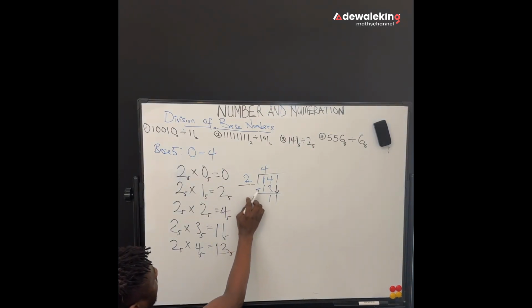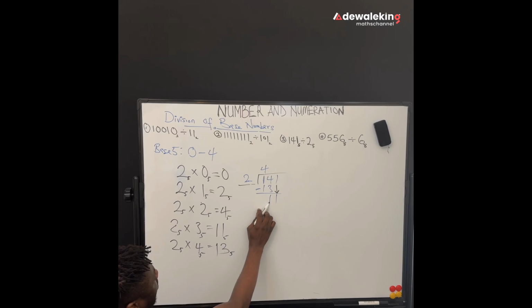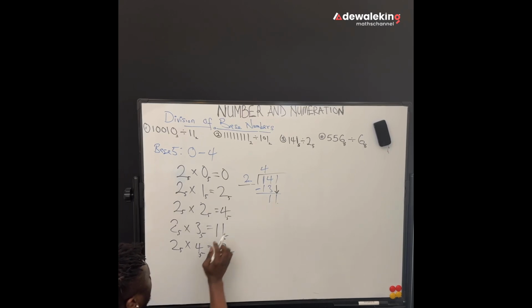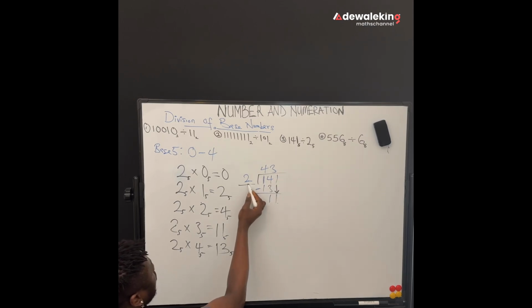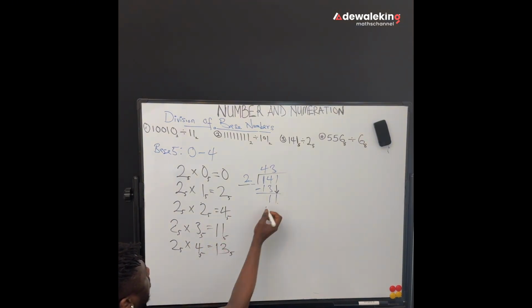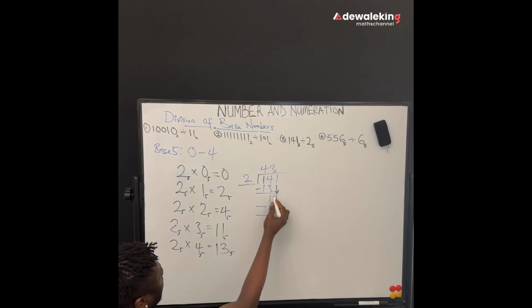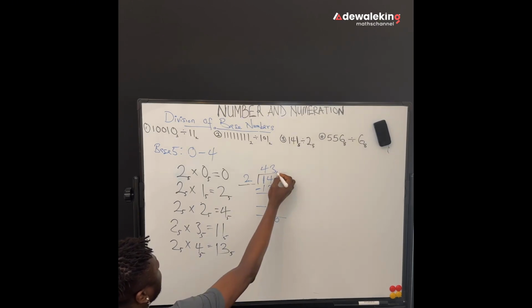So 2 divided by 1, 1. You can say 1, 1 here. 2 divided by 1, 1 will give us 3. So you put 3 here. 3 times 2 will give us 1, 1. You put your subtraction sign. Then that will give us 0. 1, 1 minus 1, 1 is 0. So the answer is in base 5.